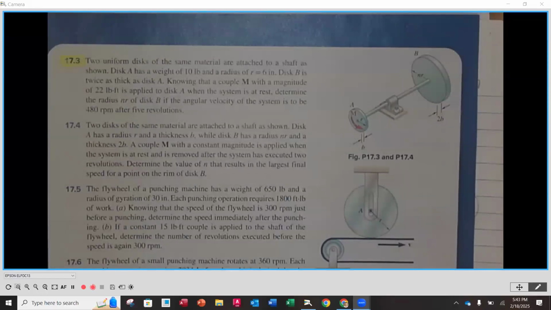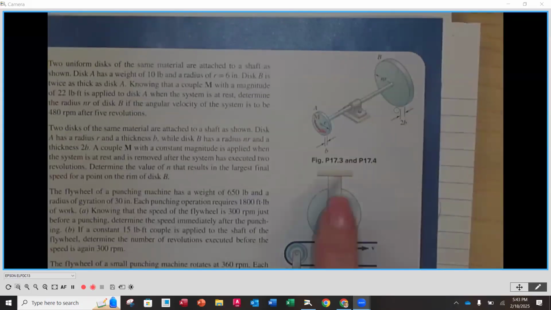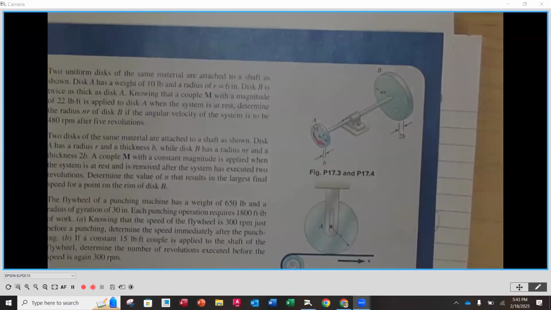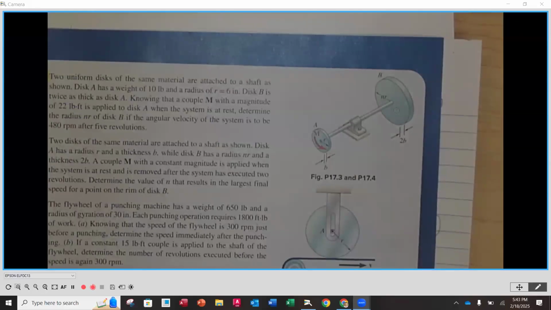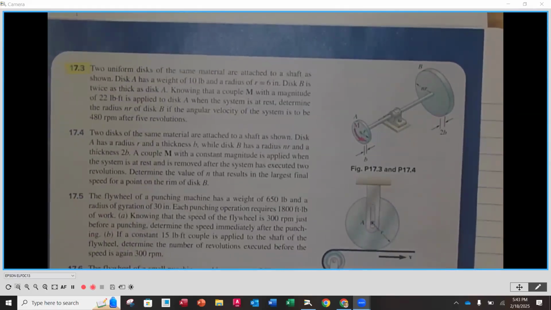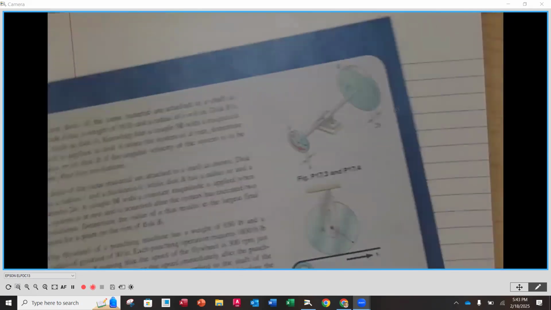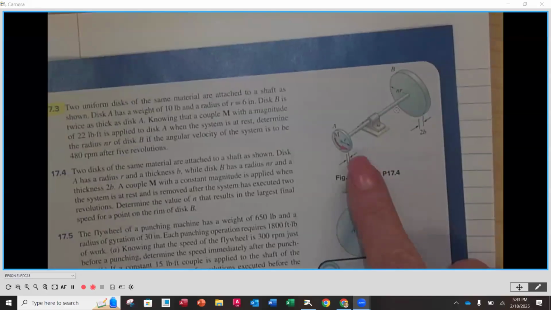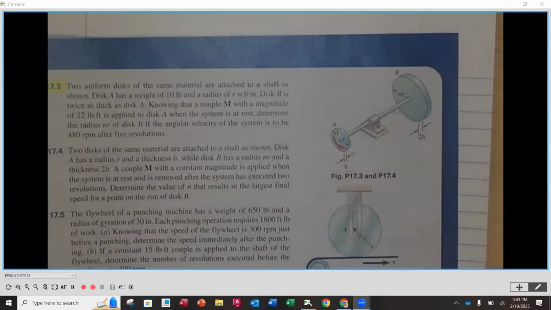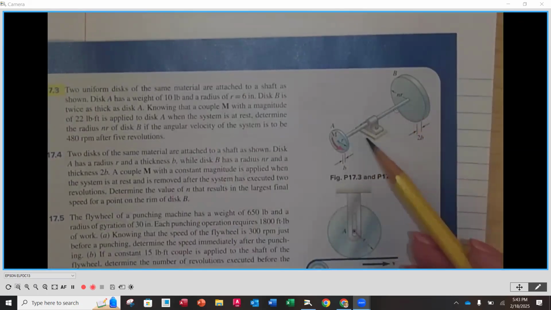Okay, so the first problem we're going to be looking at here is 17.3. 17.3 is going to reference the illustration that we see on the right-hand side here, and this is found on page 1213 in your book. So for this problem, it says we have two uniform discs, one on either end, okay? And it says that they're attached with a shaft here.